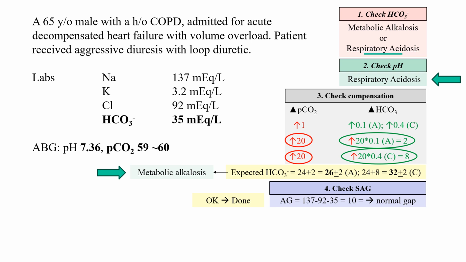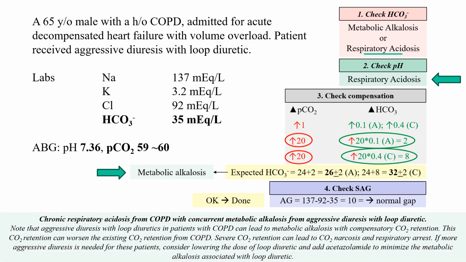The chronic respiratory acidosis is most likely from COPD. The metabolic alkalosis is most likely from aggressive diuresis with loop diuretic. Note that aggressive diuresis with loop diuretics can lead to metabolic alkalosis with compensatory CO2 retention. This CO2 retention can worsen the existing CO2 retention from COPD.